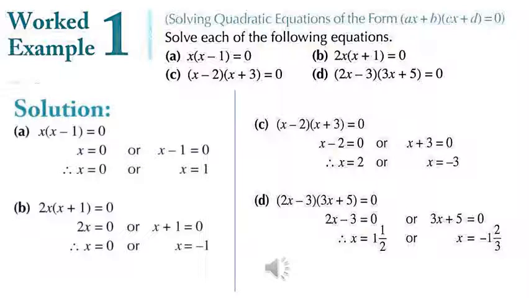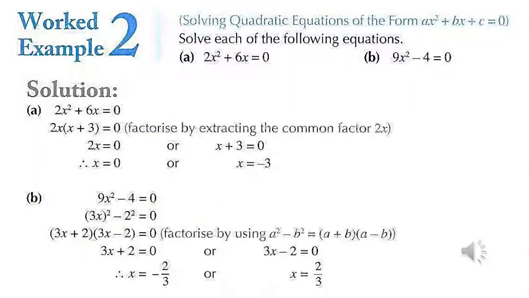In part C, the product of two factors is equal to 0. So either the first factor x minus 2 is equal to 0 or the second factor x plus 3 is equal to 0. The values of x are 2 or minus 3. Similarly, in part D, the values of x are 1 whole 1 over 2 and minus 1 whole 2 over 3.